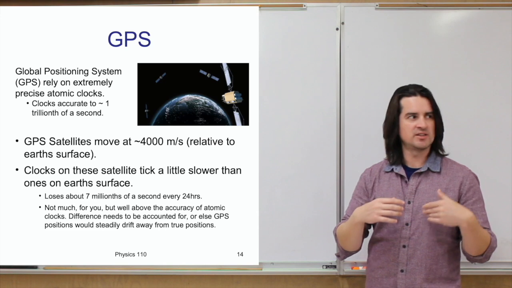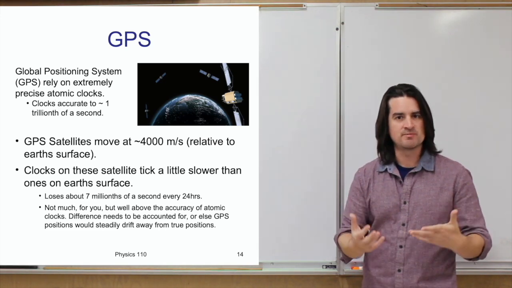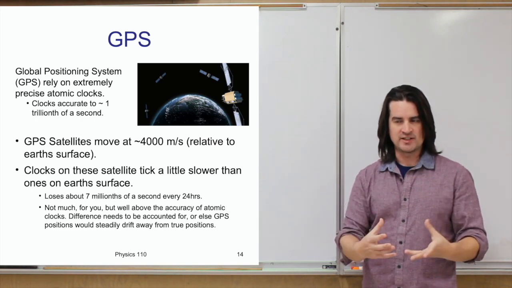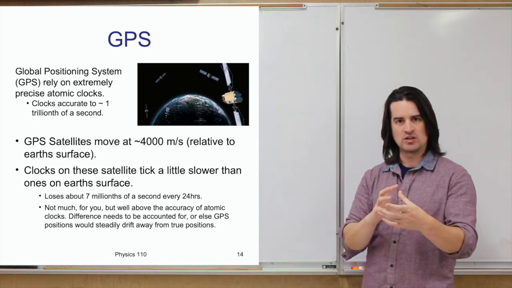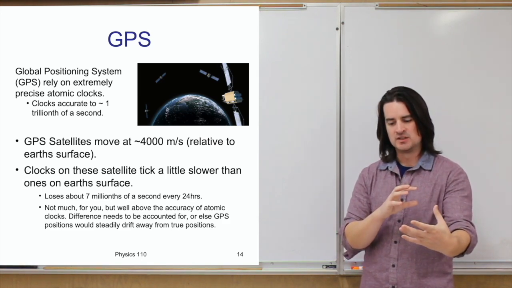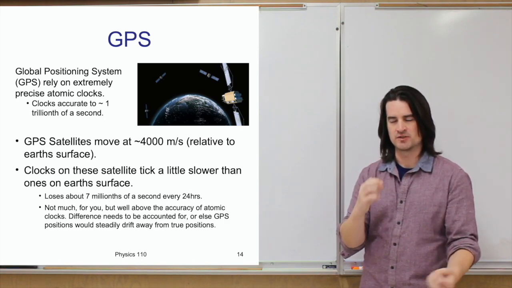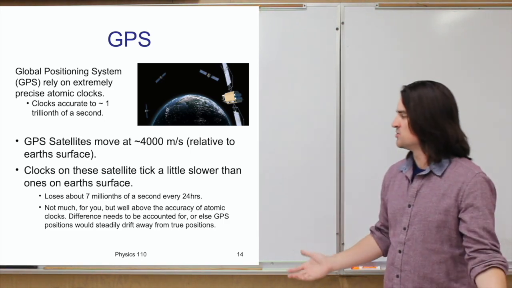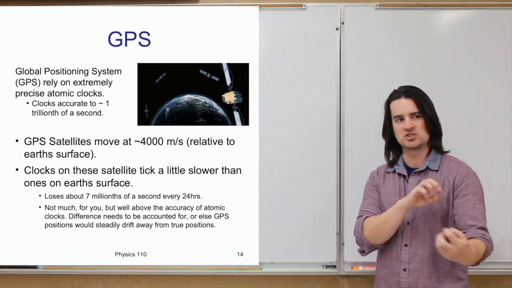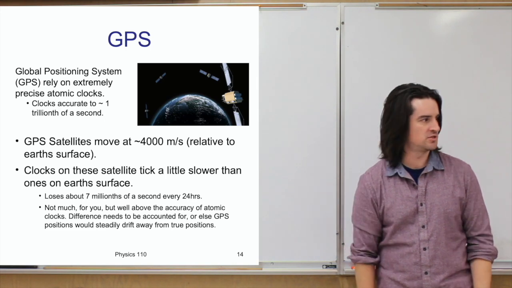So special relativity is in place every day when you're using your GPS, because we calculate how much that clock on the satellite is going to tick slower, and we can account for that by calibrating them so that they stay synced up to clocks on the Earth's surface. If you didn't do that, essentially the GPS positioning would just slowly but continuously drift away from the true positions on Earth.